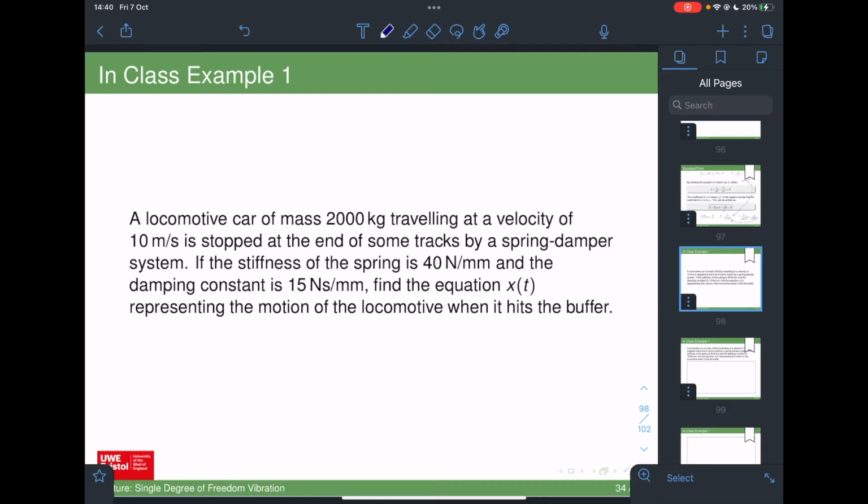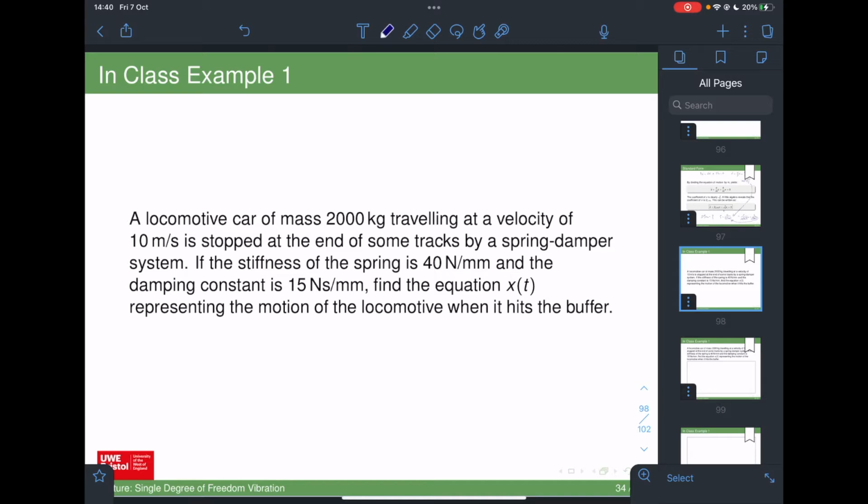Okay, so it's got those buffers at the end, where you've got a platform, and the train is pulling into the platform. And obviously if it overran, it would hit the buffers. The stiffness of the spring is 40 newtons per millimetre, and the damping constant is 15 newton seconds per millimetre. Find the equation x of t representing the motion of the locomotive when it hits the buffer.